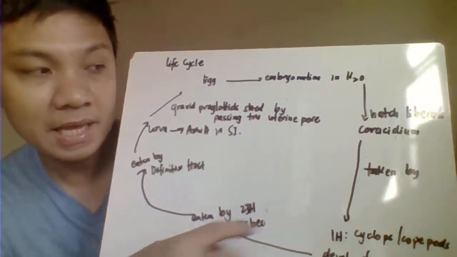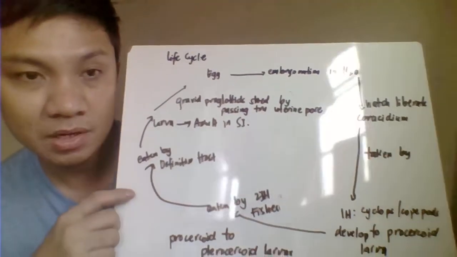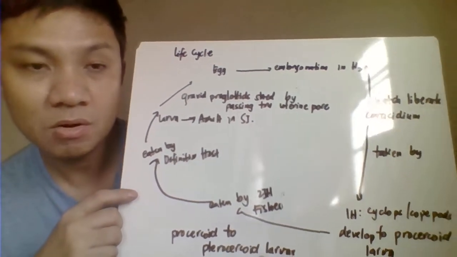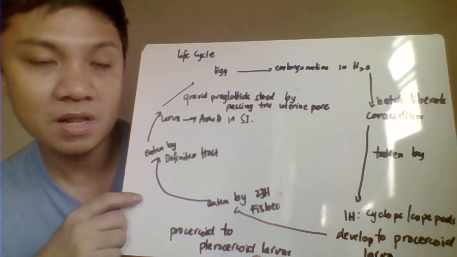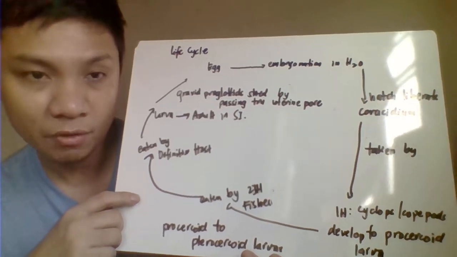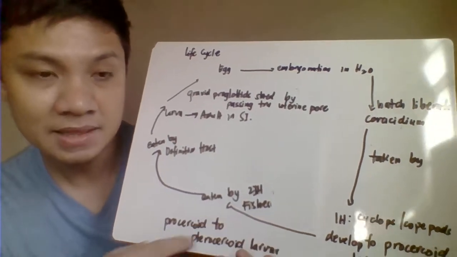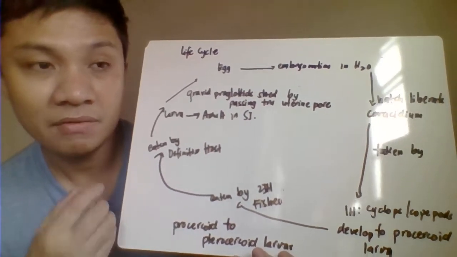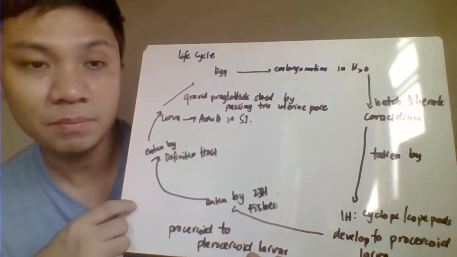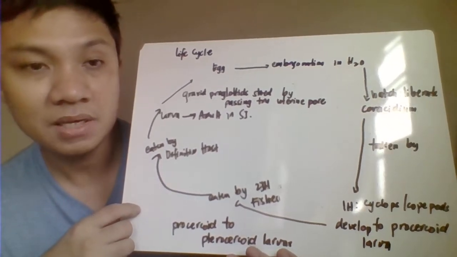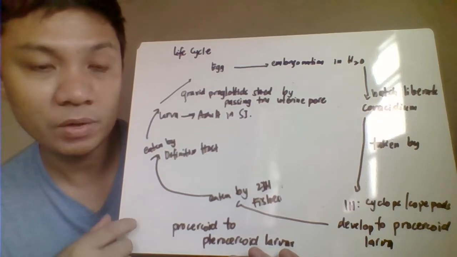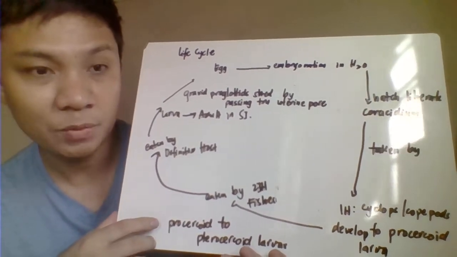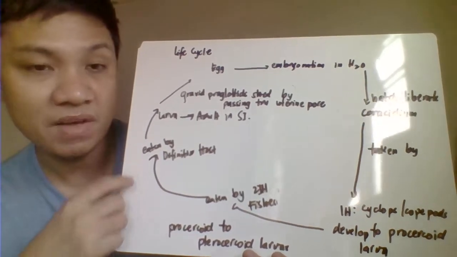Then the coracidium will be taken up by the first intermediate host, which are your copepods or cyclops. Inside the body of your first intermediate host, your coracidium will develop to become your procercoid. Then the second intermediate host is going to eat the first intermediate host. Since that one contains the procercoid, once eaten by the second intermediate host, the procercoid is going to develop to become the plerocercoid. And the plerocercoid will become the infective stage to your definitive host.